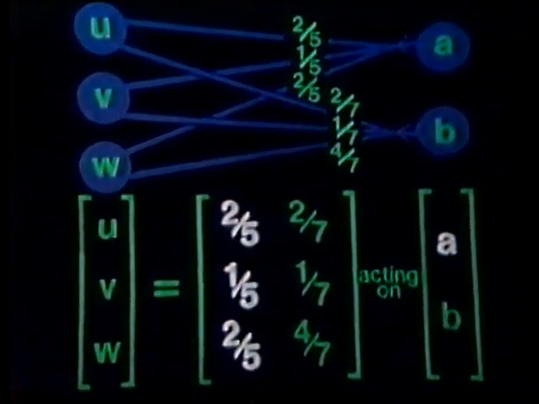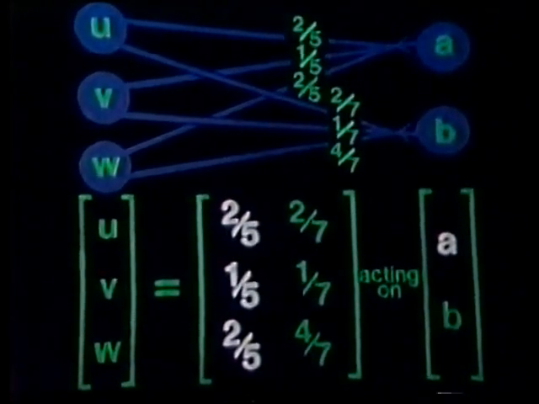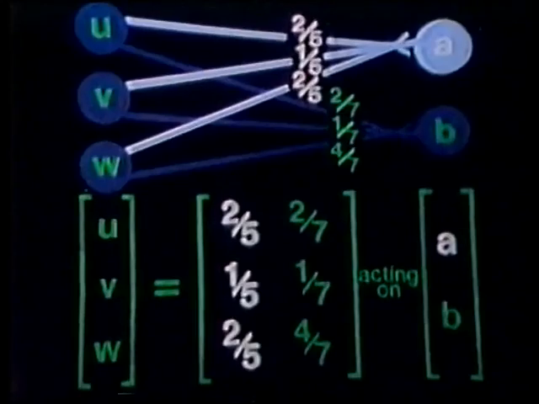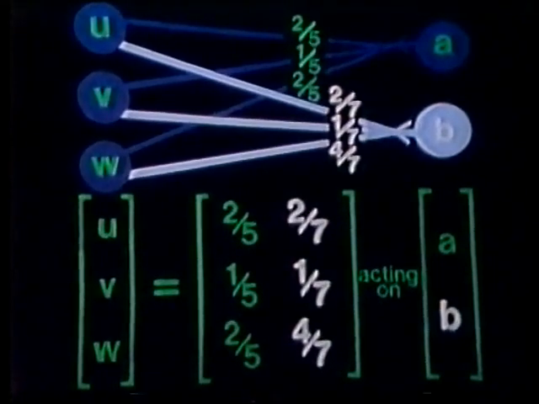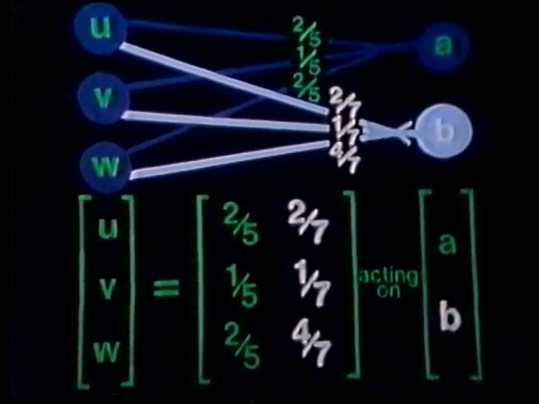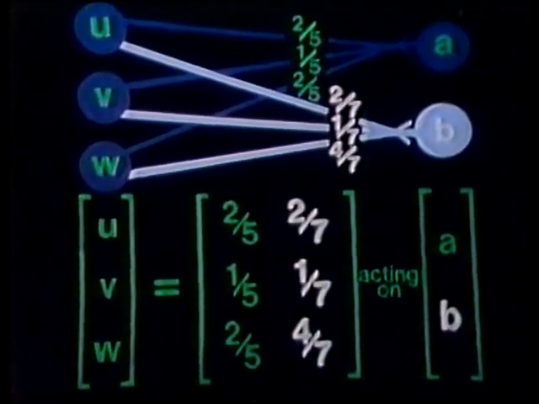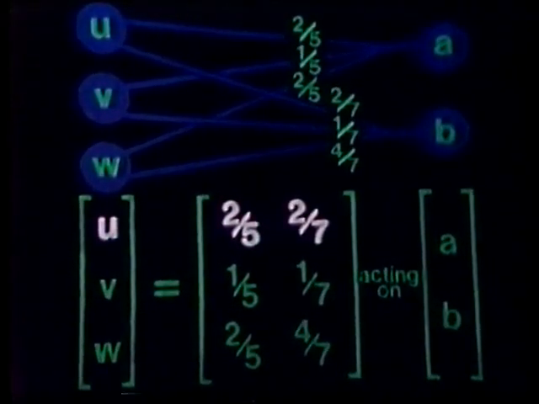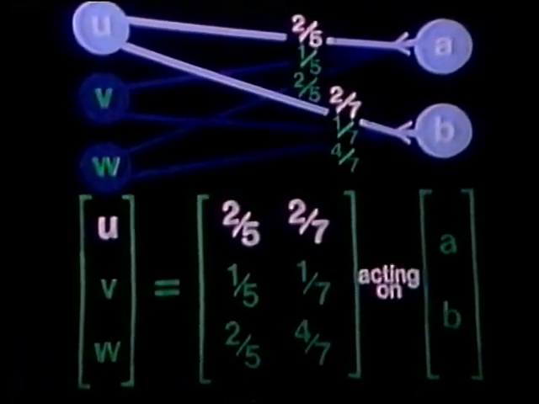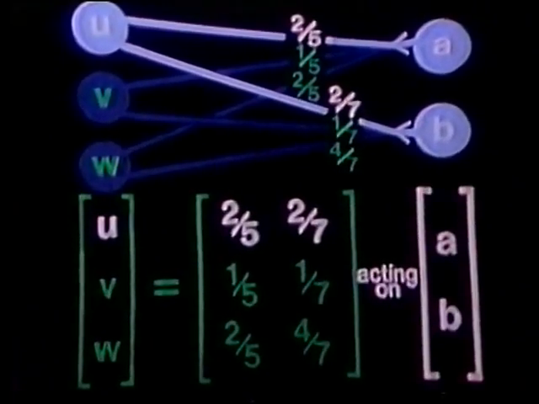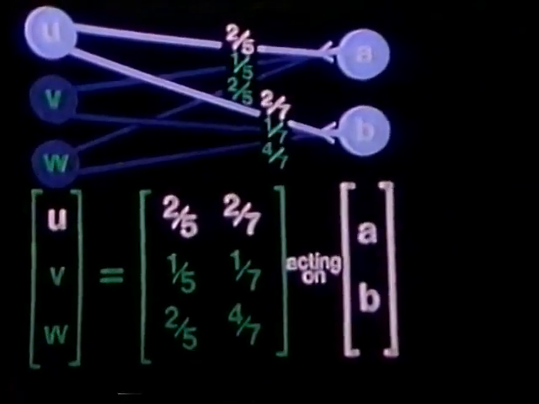The first column corresponds to the first input, A. It gives the proportions flowing from A. And the second column gives the proportions from B. And once the columns are written like this, the rows automatically correspond to the outputs. The first row corresponds to the first output, U. It gives the proportions of A and B which flow towards U. So we can interpret acting on to mean that the first row is, in a sense, acting on the column of inputs, A, B, to give the value of U.